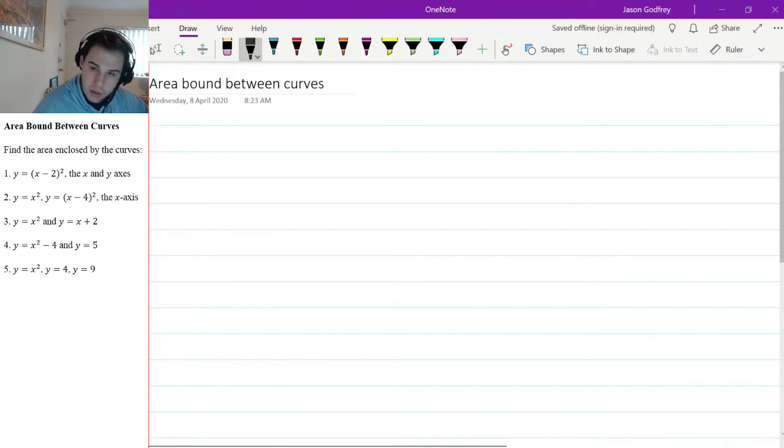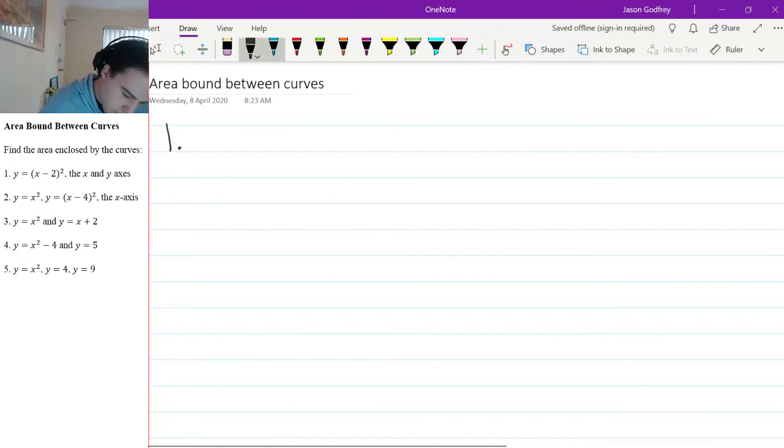So we might have to use some of our skills from x-axis and y-axis bound curves, but what we're definitely going to have to do with all of these, like before, is draw a diagram. So let's just start with question 1. Find the area enclosed by the curve y equals (x minus 2) all squared, and the x and y axes.